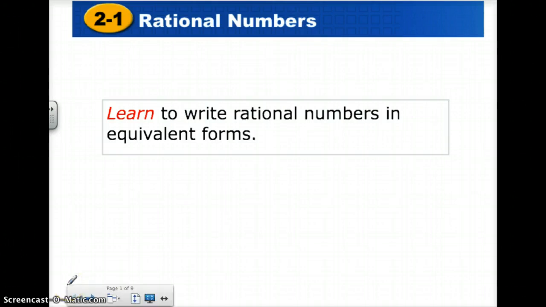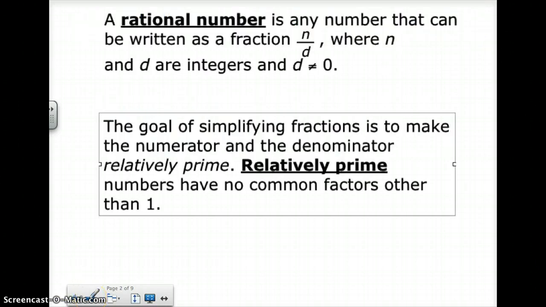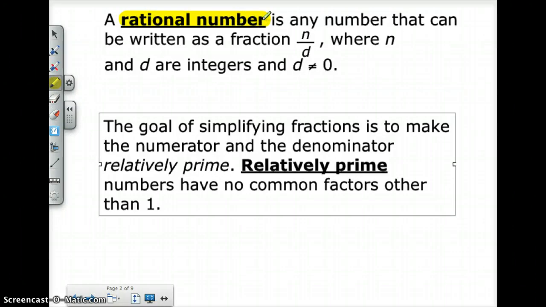Today we're going to learn to write rational numbers in equivalent forms. And the first thing we need to know is, what is a rational number? A rational number is any number that can be written in the form of a fraction. They use the example of n over d for numerator over denominator. Your n and your d must both be integers. And the one thing that is very important, d cannot be a zero. So your denominator can never be zero.